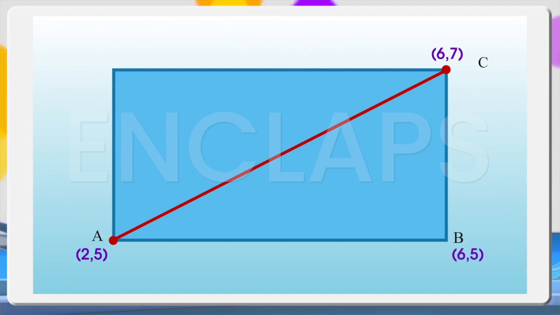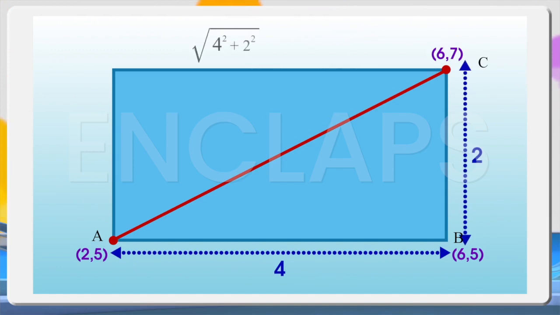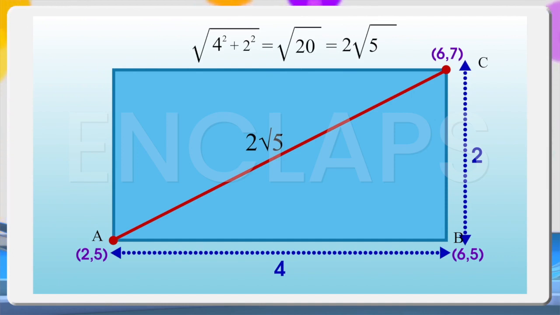Look at the picture. Triangle ABC is a right triangle. The hypotenuse of this right triangle is the diagonal of the rectangle. How to find its hypotenuse? Here in the triangle ABC, base equals 6 minus 2 equals 4. Height equals 7 minus 5 equals 2. Then the hypotenuse equals root of 4 squared plus 2 squared equals root 20 equals 2 root 5. That is, the distance between points 2, 5 and 6, 7 is 2 root 5.